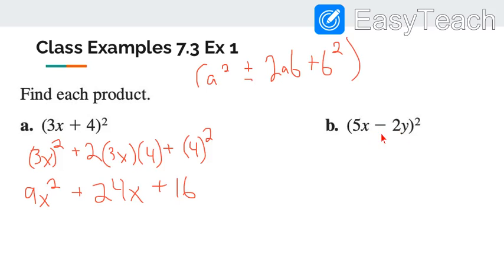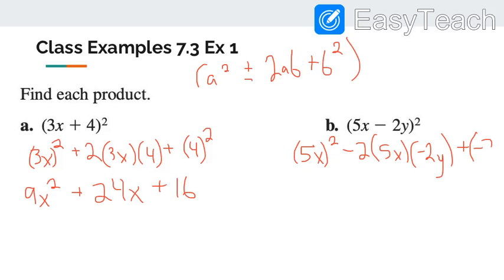This also works when we have double variables. So this we have 5x and we have a negative 2y. This one is a minus, so we have to make sure we use the minus 2ab this time. So here we'd have 5x quantity squared minus 2 times a, which is 5x, b, which is negative 2y, and then plus, we're going to have, again, negative 2y quantity squared.